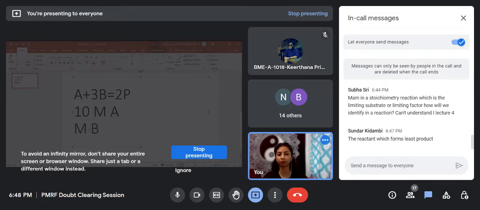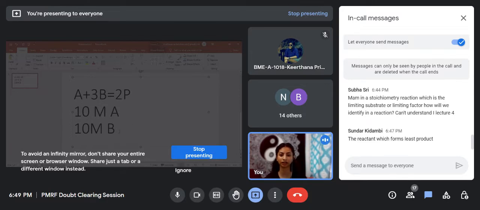But since you have only put 10 moles of B, you will only get a little amount of product. You won't get 20 moles worth of product. So in this case, B is the limiting substrate because you don't have enough of B, right? You will have A left over, because there is not enough B for the reaction to go to completion. Do you get that in this case?